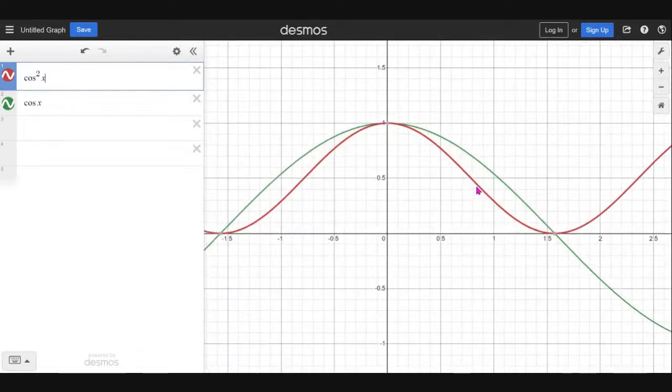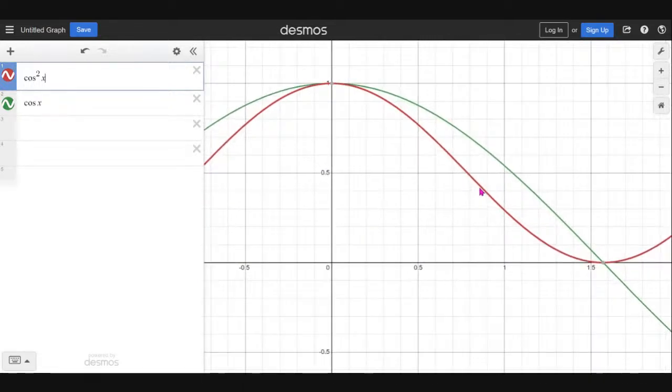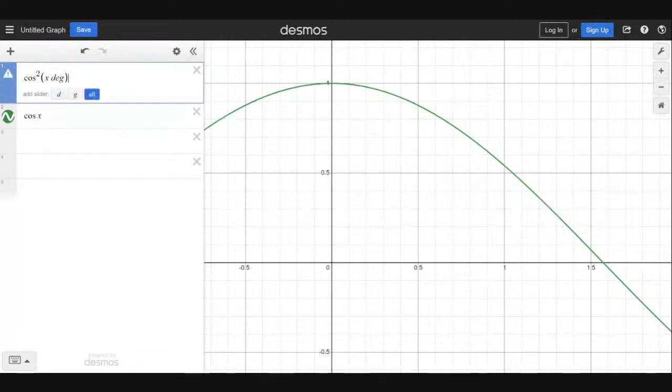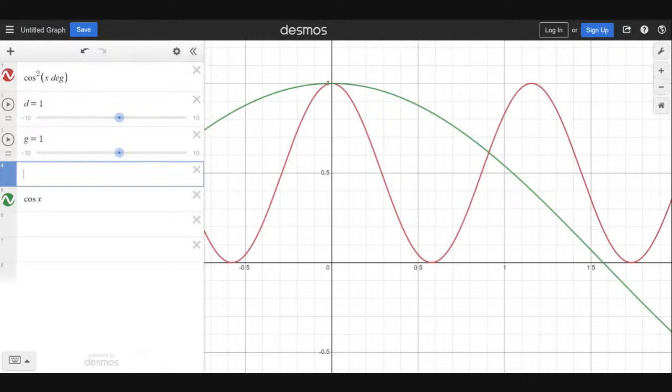Look. Oh, that's why it's 50% because it has two inflection points. Yeah. So it ends up being at 45 degrees. It's 0.5. I'm assuming this is 45 degrees. Can we tell it x degrees? It works? I don't know. It did, sort of. No, that's not degrees. It has to be.